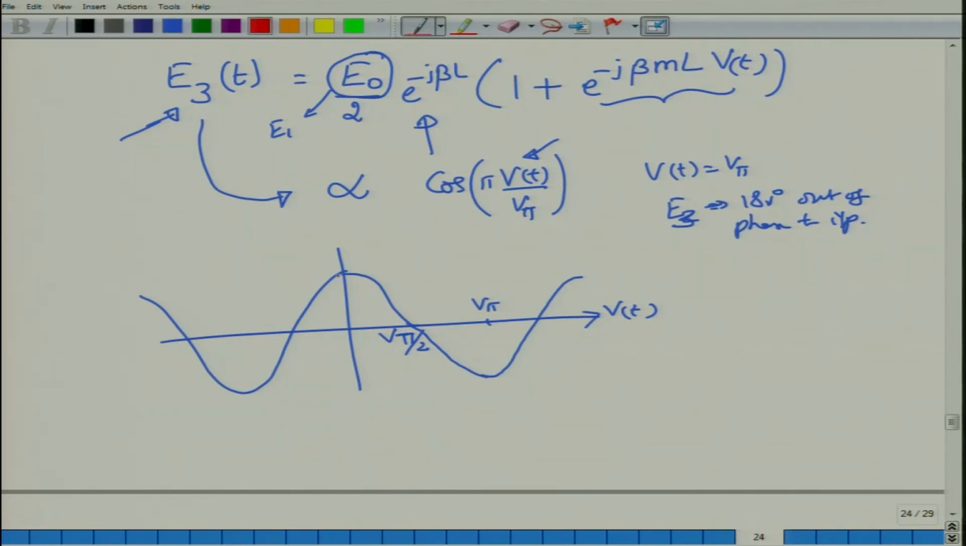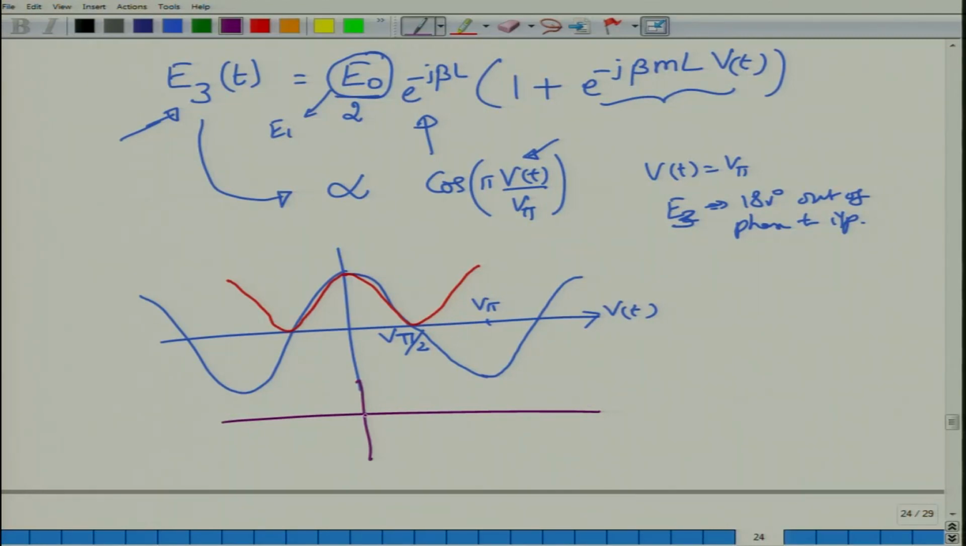But if you are only interested in the power, then in terms of the power, this is what you would see, because power is not negative. So the power is proportional to cos square, and this is how the power would change. So with V of t changing, the power changes periodically. You can use this in order to modulate, or generate data, or generate optical pulses.